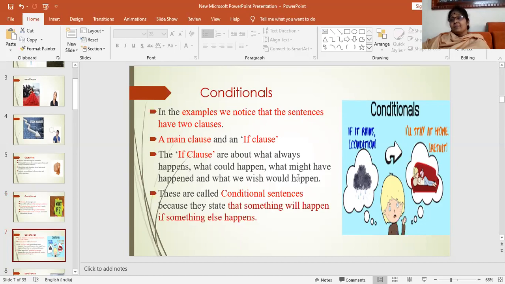What might have happened? If it had rained, all that we had done would have got washed off. But it did not rain, right? And what we wish: I wish if it rains, then we'll have a holiday. We wish, right? So these are called conditional sentences because they state that something will happen if something else happens. That is, if it rains, I will stay at home. So if this condition happens, this is the result that is going to take place, right?